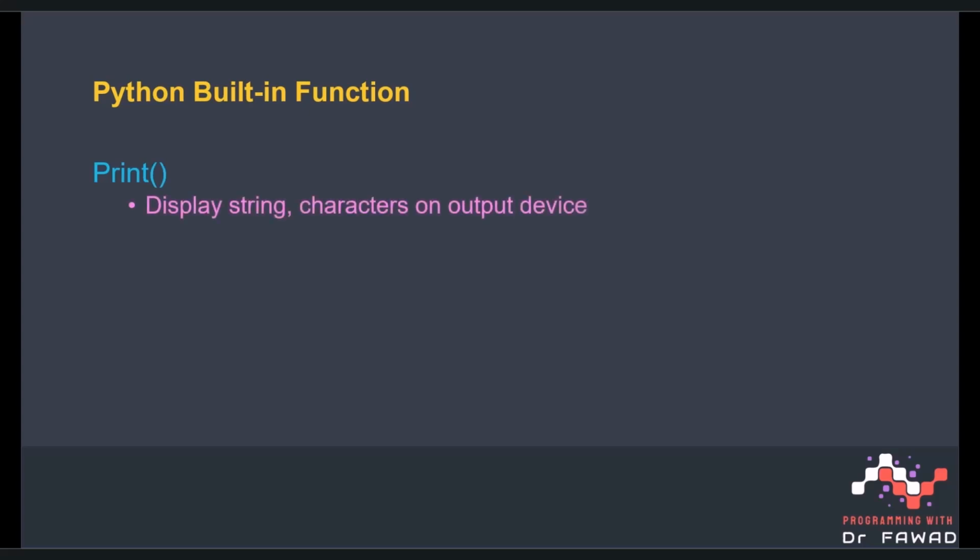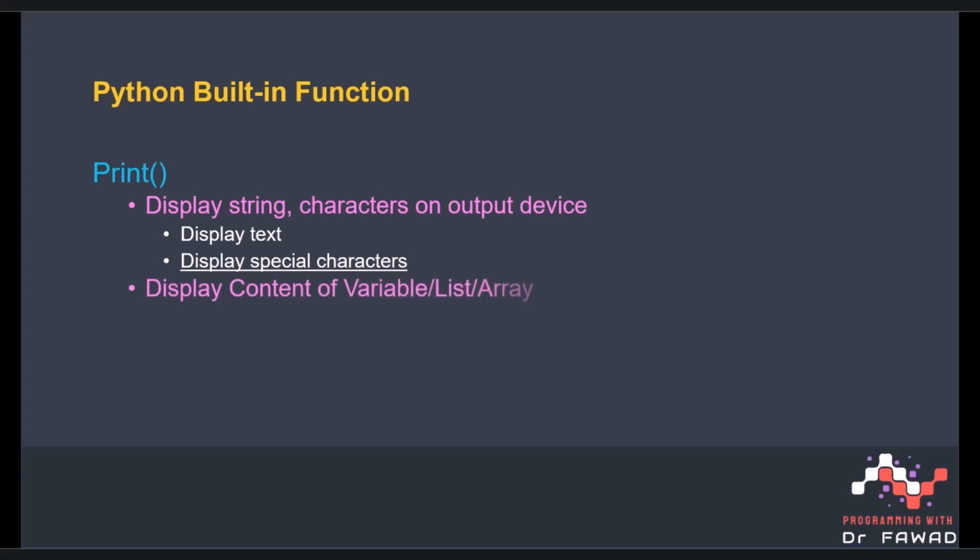Hello everyone, in this lecture I will teach you about the Python built-in function, that is the print function. It is used to display strings and characters on an output device, and it can show text and special characters. The content of variables such as lists or arrays can be displayed. Additionally, it can display strings and numbers together.